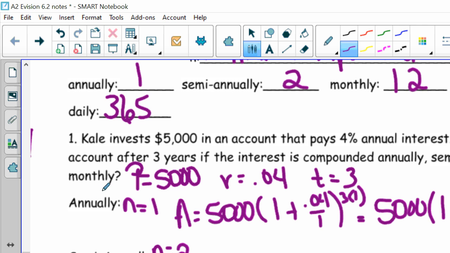Semi-annually, everything stays the same, except now our n is equal to 2. So we would say A is 5,000 times 1 plus 0.04 divided by 2, to the 3 times 2 power. 0.04 divided by 2 is going to give us 0.02, so this is 1.02. 3 times 2 is 6, so to the 6th power. Do 1.02 to the 6th power, multiply that by 5,000, and we get $5,630.81. So if it's compounded semi-annually after 3 years, we would have $630.81 that we earned in interest.